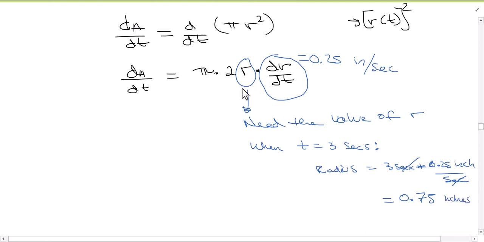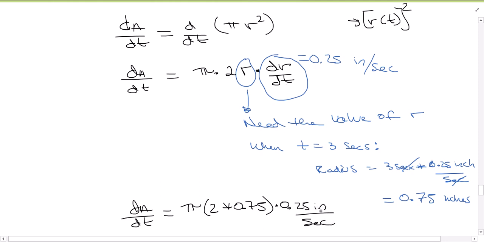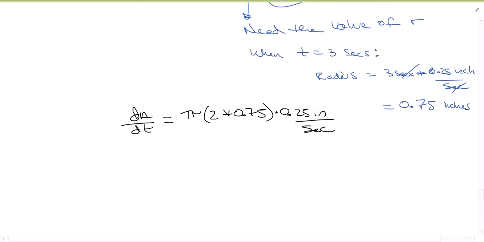In 3 seconds, the radius has grown from nothing. There was nothing in the water. So when you throw that pebble and it starts increasing, after 3 seconds, it's 0.75 inches. So now I could find the rate of change of the area. The area will be changing at pi times 2r, so 2 times 0.75 inches times dr/dt, which is 0.25 inches per second. And notice that our units here are also inches.